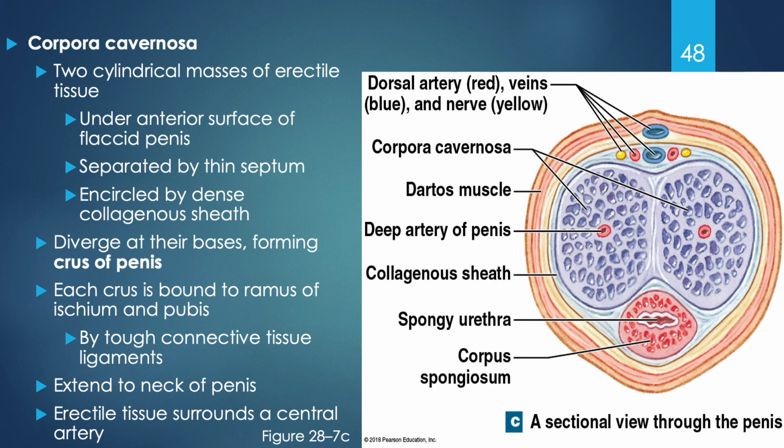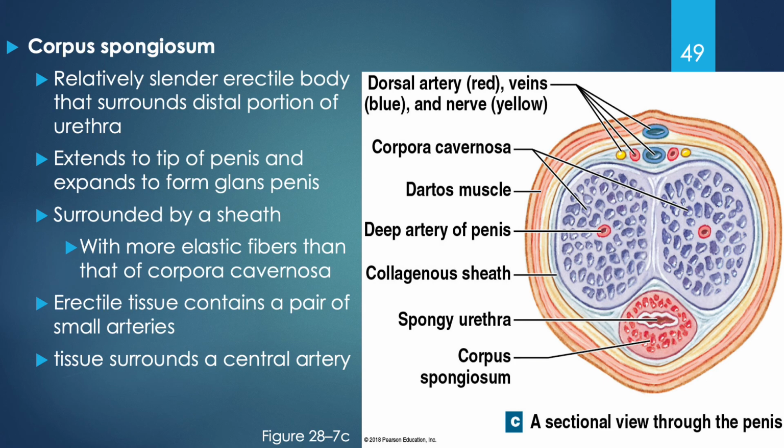So the erectile tissue surrounds a central artery, which you can see in the image here to the right. Both of the corpora cavernosa have a central artery within the very center that is highlighted in red. The corpus spongiosum is that third component of erectile tissue that you see in this image here in red.